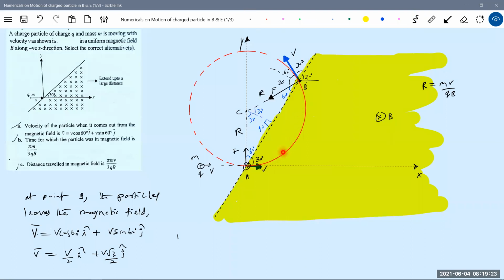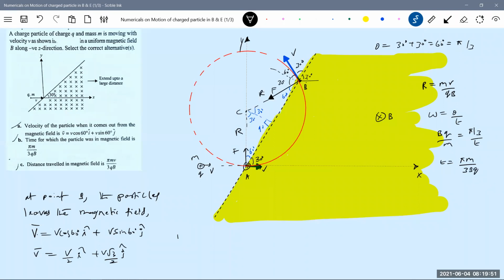The particle will move like this here. This is the path. So shall we go for omega equals theta by t? And what is omega? Omega is Bq by m. What is theta here? Theta is 30 plus 30, the deviation, or pi by 3. We will write it here. So this is the time spent by the particle in the magnetic field. I think it's all about the geometry, nothing else.